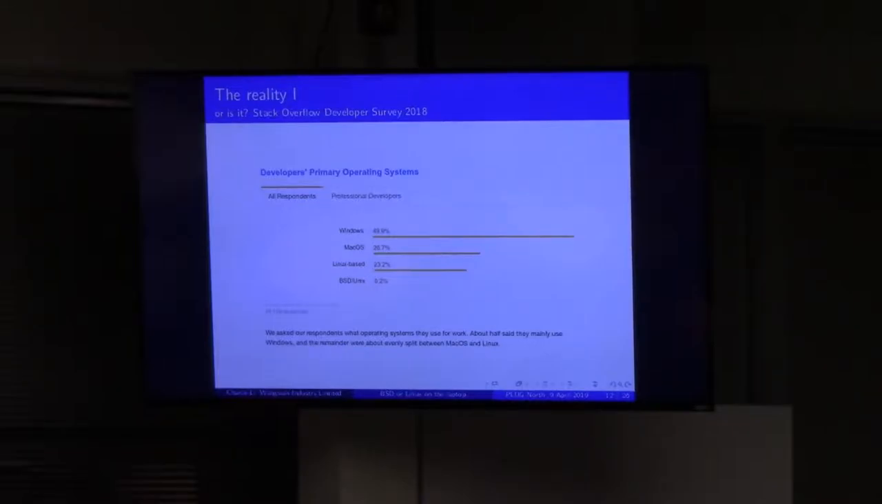So the reality, part one of four, actually. This is from Stack Overflow, which does an annual developer survey. When I initially put together these slides, only the 2018 survey had been released. I'm not sure if you can see the percentages properly, but hopefully you can see the lines for the different bars. What we're looking at here is a section on developers' primary operating systems, the primary operating systems they use for software development, technology development, whatever.